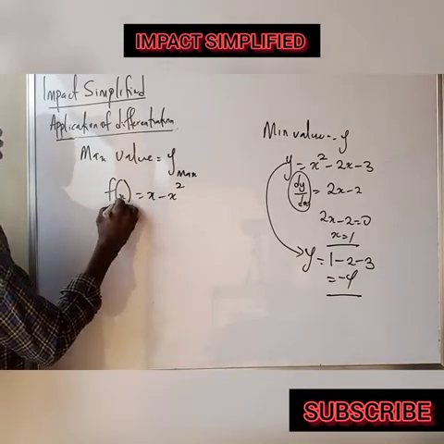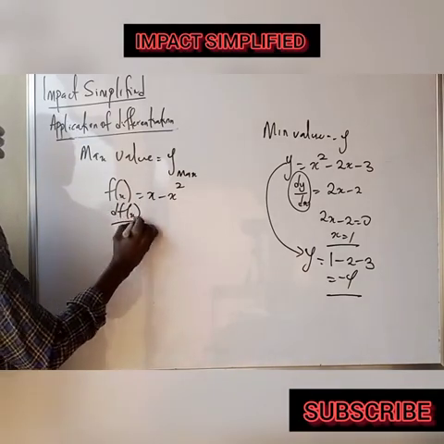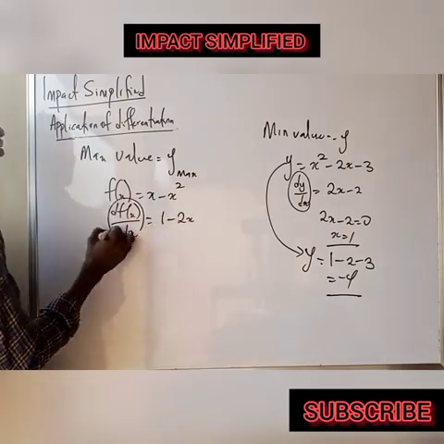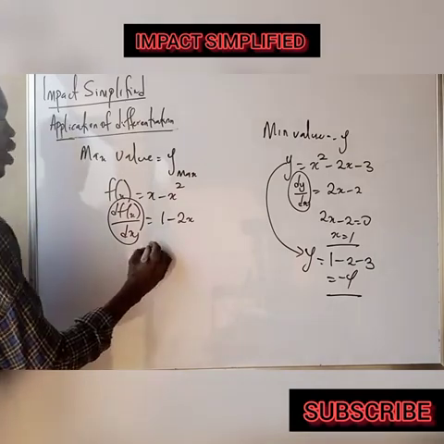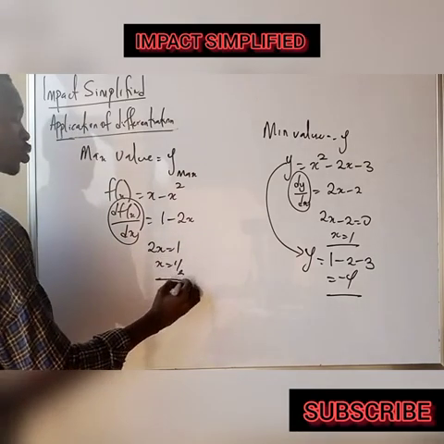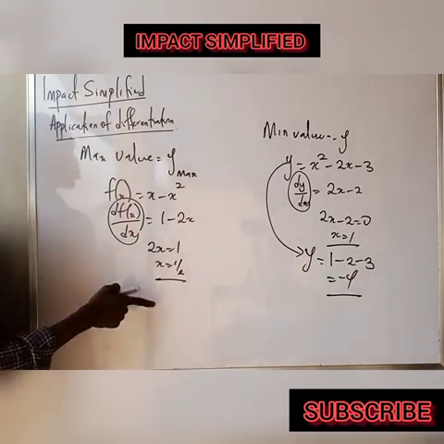You differentiate. That means if you differentiate, the f of x over dx will give us what? 1 minus 2x. After that, you equate this to 0. Equate it to 0, what do we have? 2x is equal to 1. That means your x is equal to half. Mind you, half will be in the option, don't pick it.